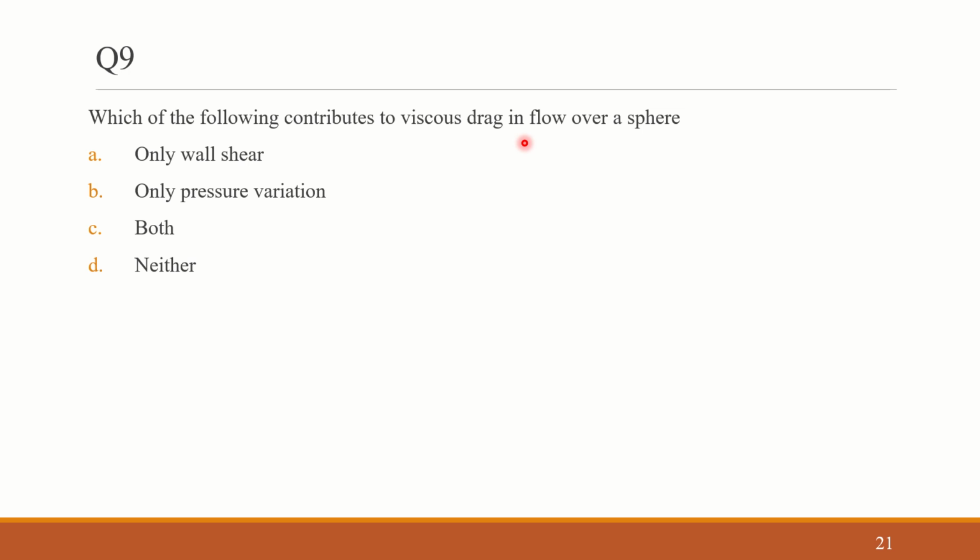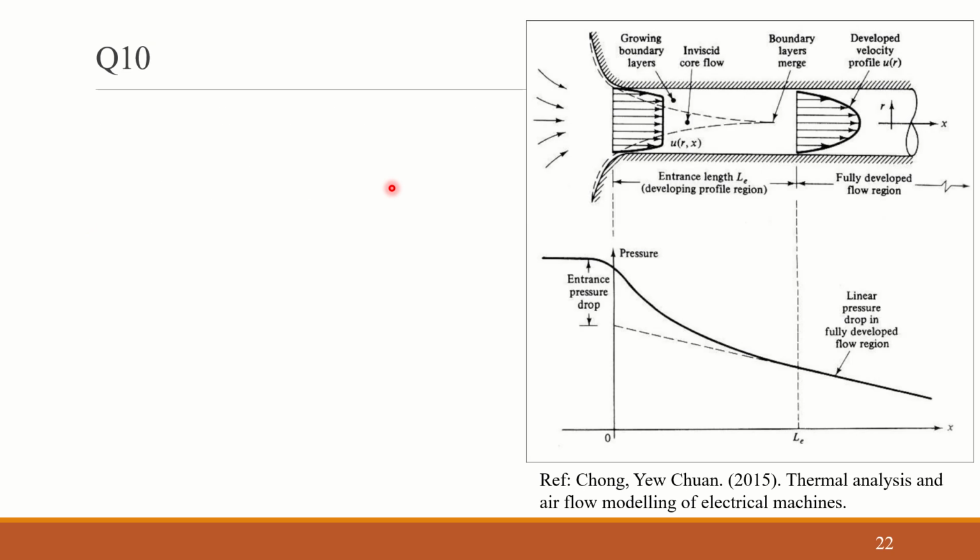So obviously pressure variation is one cause, and also since it is a flow over sphere and that too viscous flow over sphere, we have wall shear as well. So both of them is the right answer. Option C is the right answer. Now moving on to question 10.